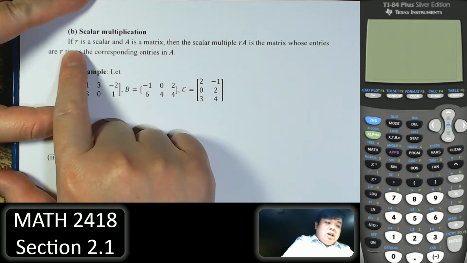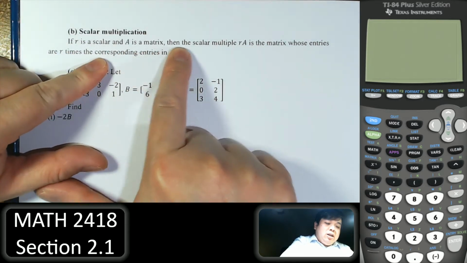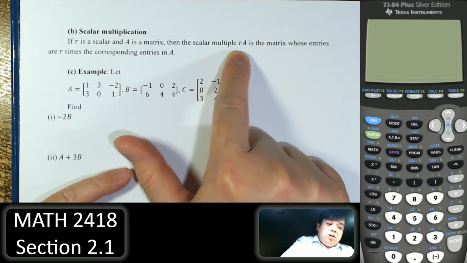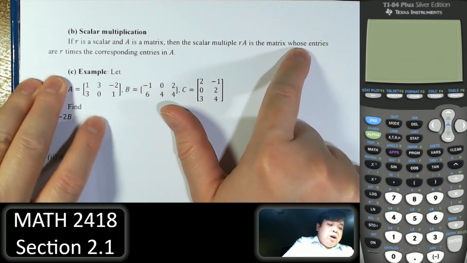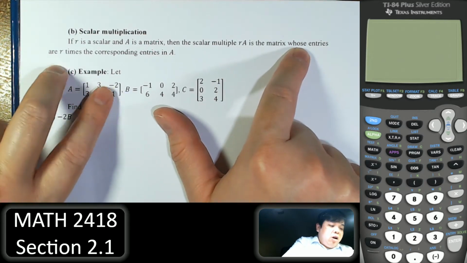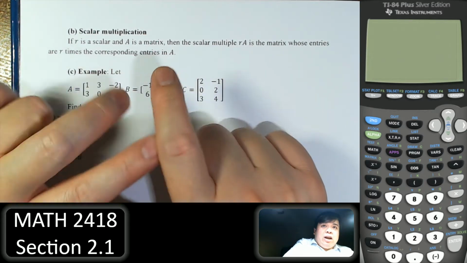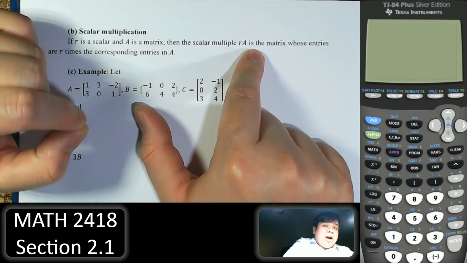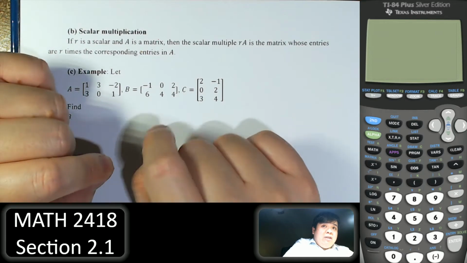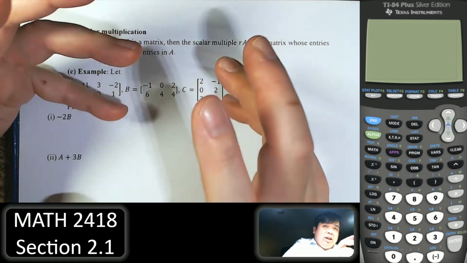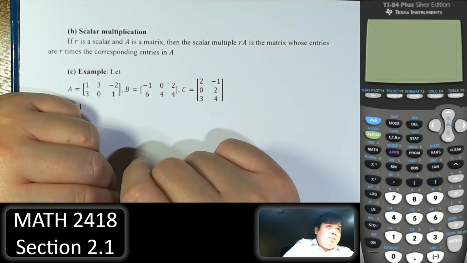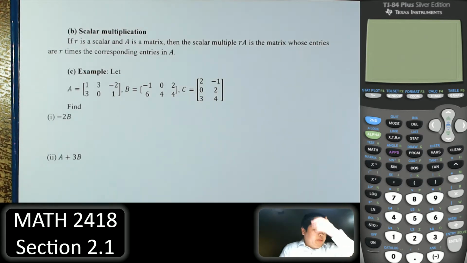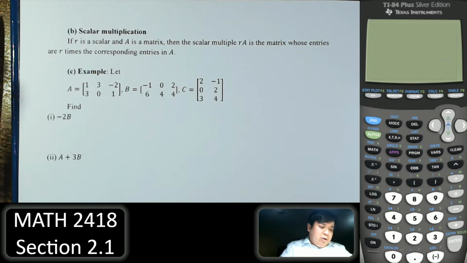If R is a scalar and A is a matrix, then the scalar multiplication R times A is a matrix whose entry is R times the corresponding entry of A. So pretty much if we have a number multiplied to a matrix, we multiply that number into every entry of that matrix. Right. So this is pretty basic. So just jump right into the example.